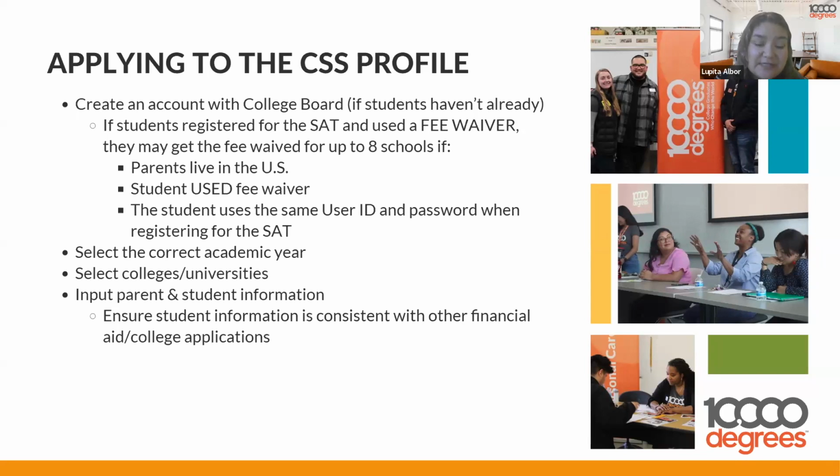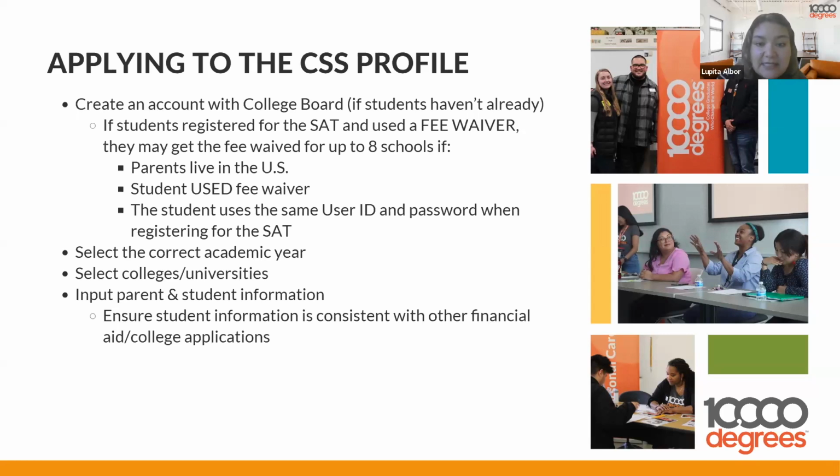But essentially, if the student received the fee waiver, parents live in the US, and they're logging in with the same username and ID that they used when they registered for the SAT, then they automatically get those 8. And it's really important that the students select the correct academic year. We're going to be applying for fall 2025, spring 2026. Sometimes the financial aid applications still have the year prior, so make a note when you're supporting a student to make sure that the correct academic year is being selected.